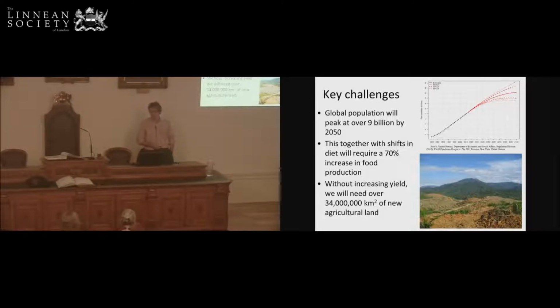That's if we don't start scaling this back. That means that these areas that at the moment are covered in tropical rainforests are going to be increasingly under threat. It's not something that's about to go away. Without increasing yield, we'd need over 34 million kilometres of new agricultural land by 2050. There's no way we can support that.